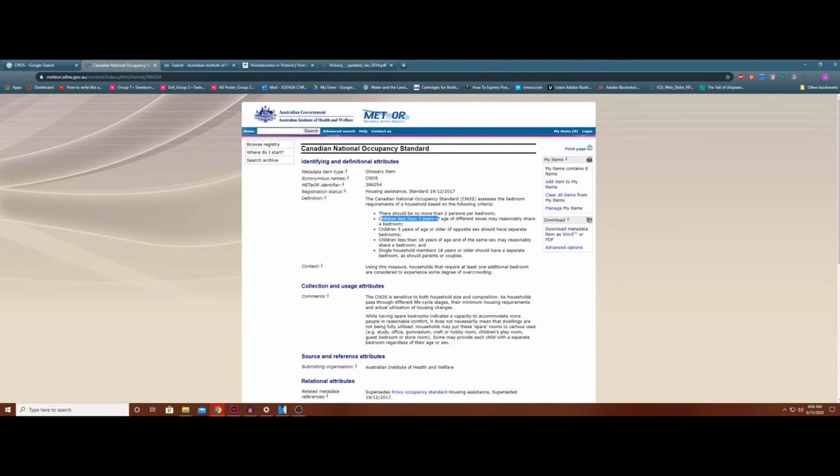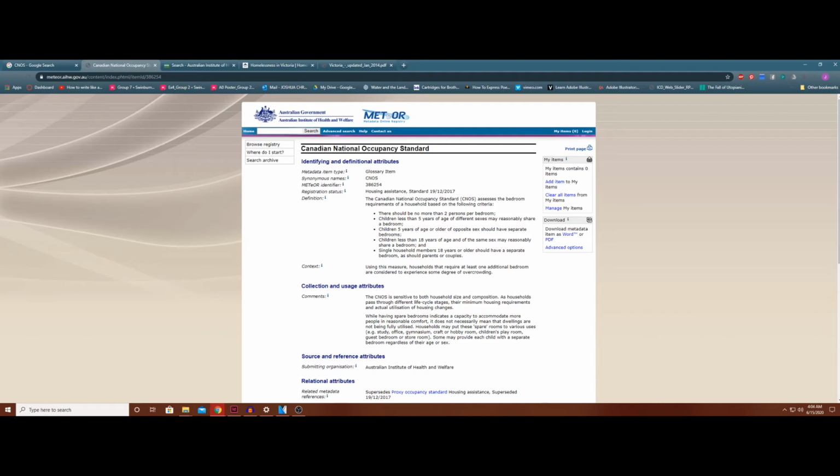Children less than 5 years of age of different sexes may reasonably share a bedroom. Children of 5 years of age or older of opposite sex should have separate bedrooms. Children less than 18 years of age and of the same sex may reasonably share a bedroom, and single household members 18 years old or older should have a separate bedroom, as should couples or parents.